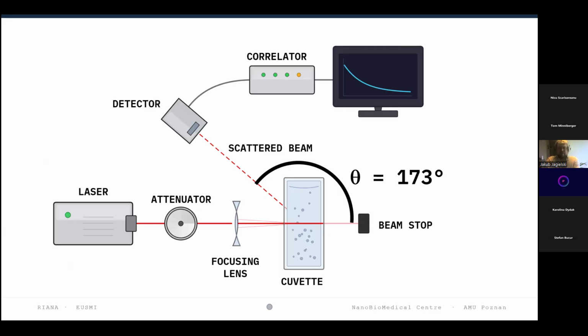The key is the detector positioned at 170 degrees, which is almost directly backscattered light. This geometry has advantages for concentrated or turbid samples because the light path through the sample is shorter, reducing multiple scattering artifacts. In the end, the detected signal is processed by a digital correlator, which computes the intensity autocorrelation function, the central quantity from which particle size is extracted.